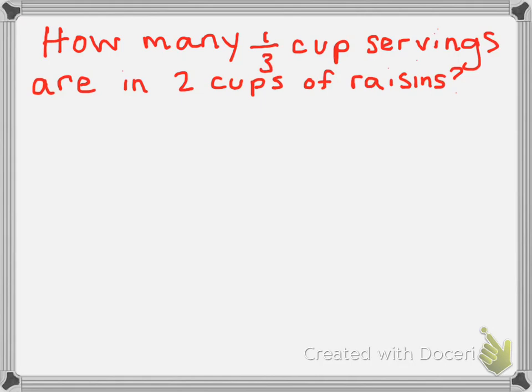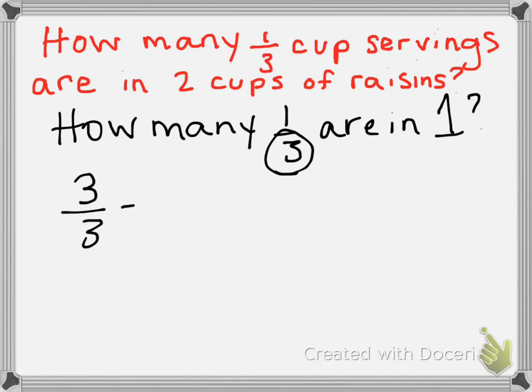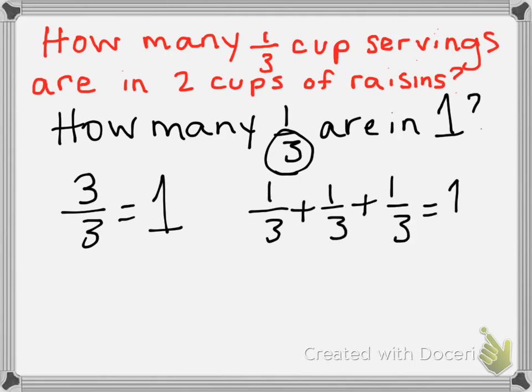So first you have to draw upon your knowledge of how many 1/3 cups are in one whole. How many 1/3s are in one whole? You have to remember that if the numerator and denominator are the same, then you have one whole. So 3/3 equals one whole. Therefore, you need three 1/3 parts. So 1/3 plus 1/3 plus 1/3 equals one whole.